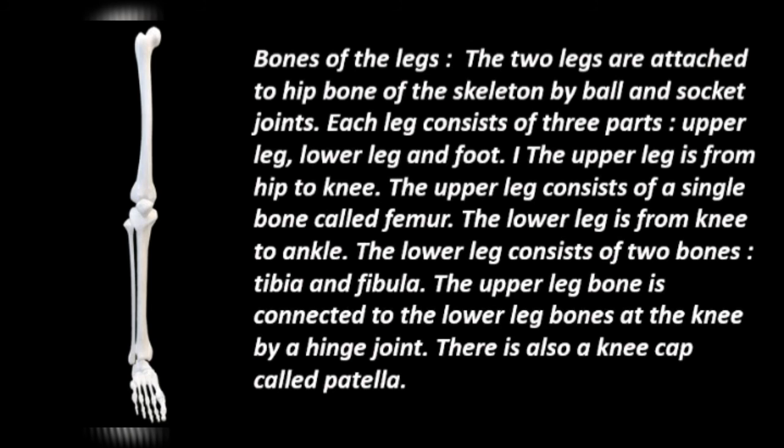We have 2 legs as you know, and they are attached to the hip bone by ball and socket joint as we studied earlier. हर leg के 3 parts होते हैं, upper leg, lower leg and foot. The upper leg is from hip to the knee.